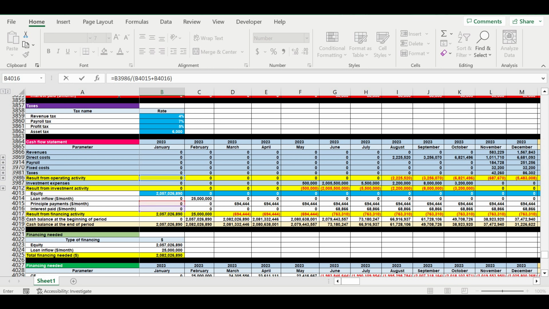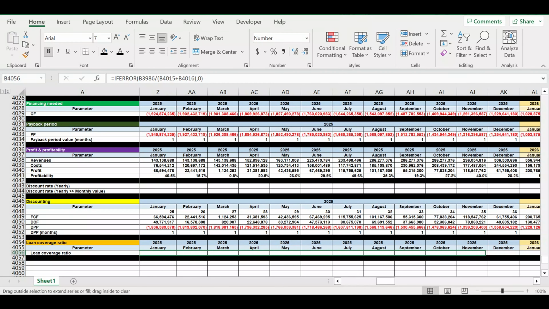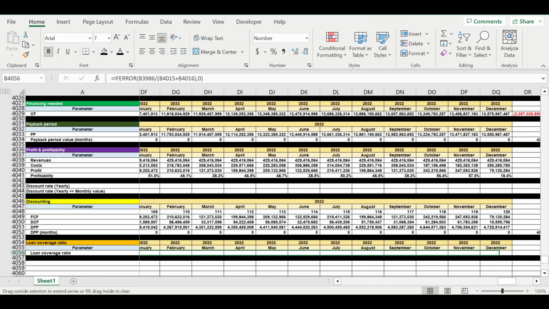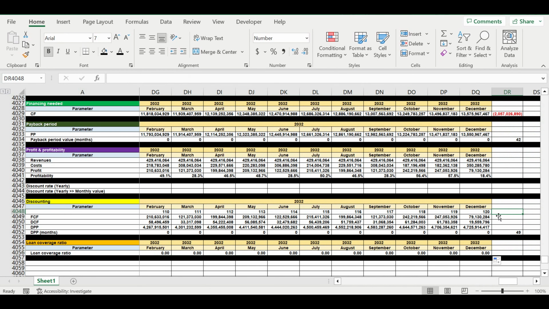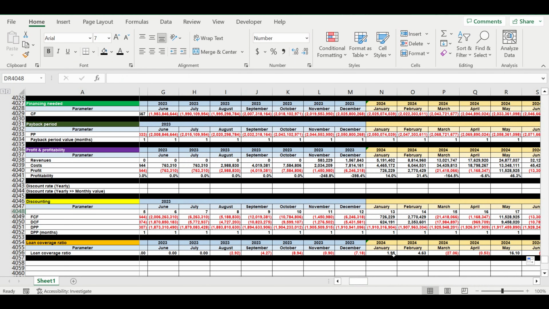Then if I have an error here, this may happen when we have no loan at all at any given moment inside the timeline. Now I will extrapolate this formula to the right. And now I'm done with this ratio, and let's look at what it tells us.